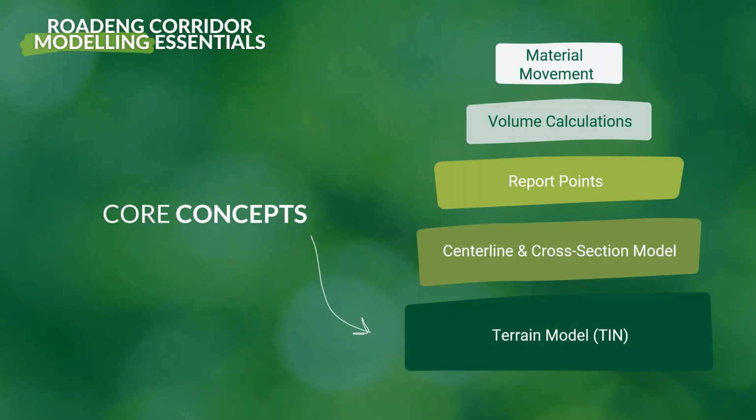So the first of these concepts is the terrain model requirements. So namely, you need to create a TIN. And this TIN is needed in order to be able to build your RoadEng project. Next, we're going to be talking about the centerline and cross-section model, talking a little bit about how these elements interact with each other and that aforementioned TIN.